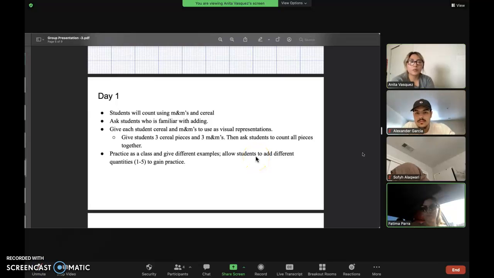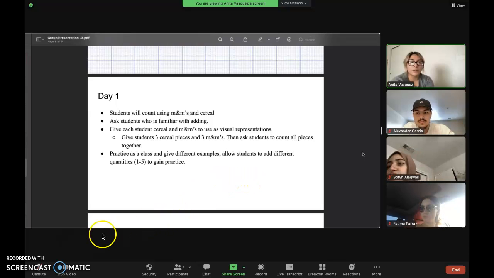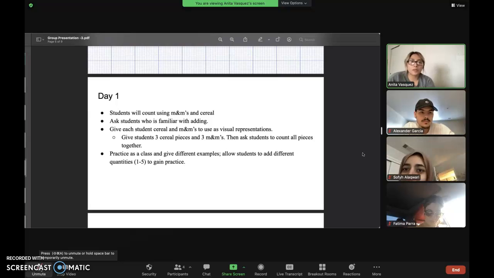And then afterwards, we'll briefly ask students if they're familiar with adding, if they've ever heard of it, just to get an idea of where they're at when it comes to adding. Following that, for about 10 minutes, our students will be given cereal and M&Ms. So this will be a way for them to be able to see it as well. Since they are in kindergarten, visuals will be a lot of help for them.